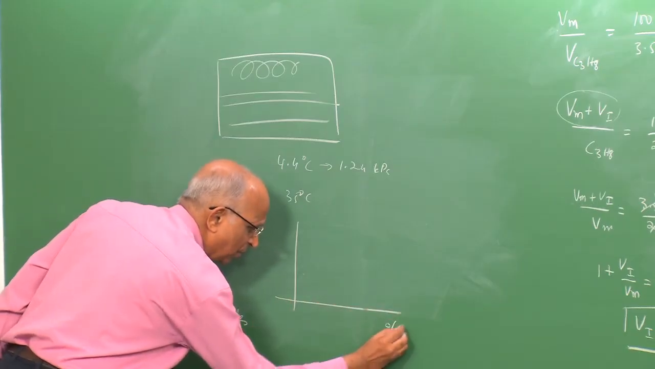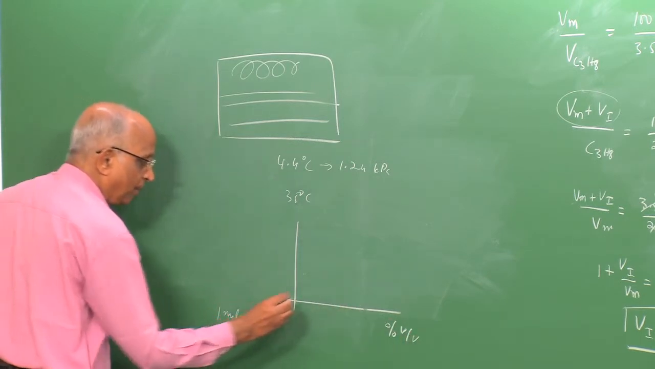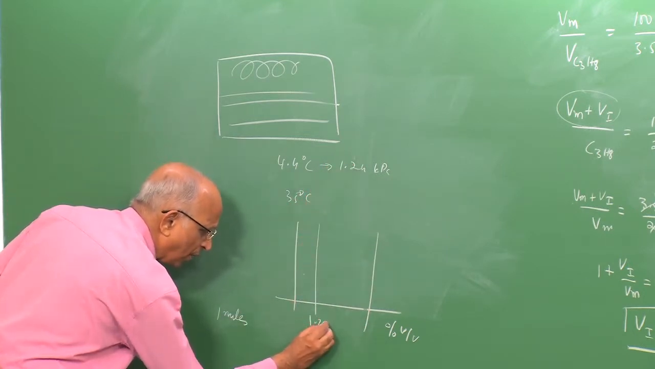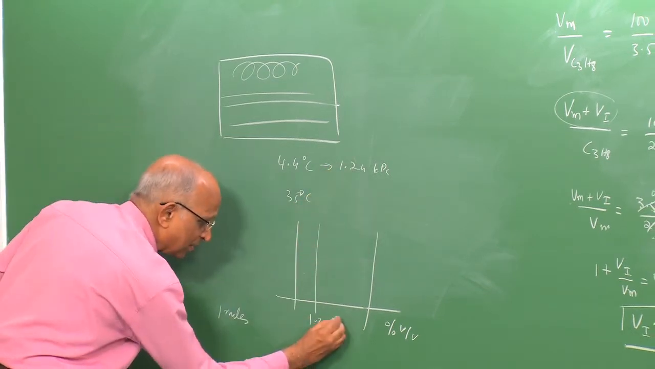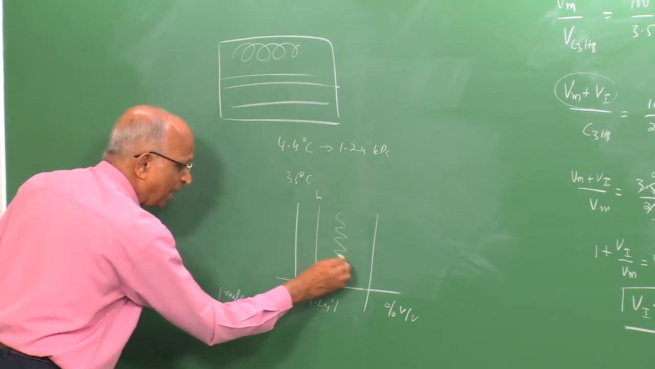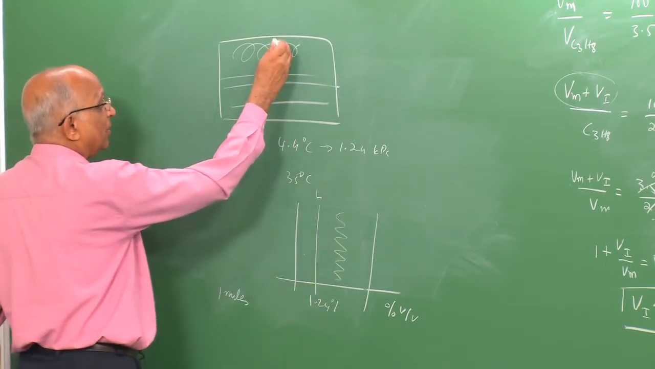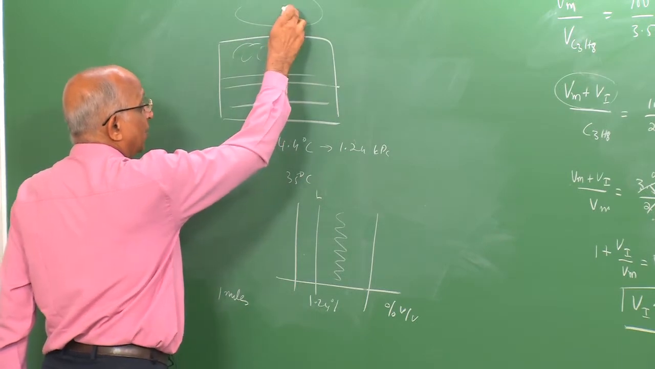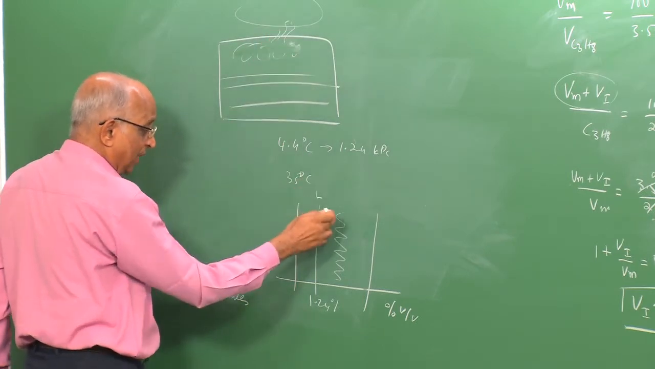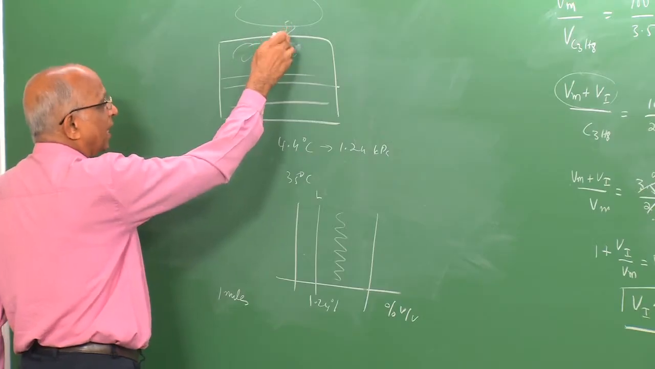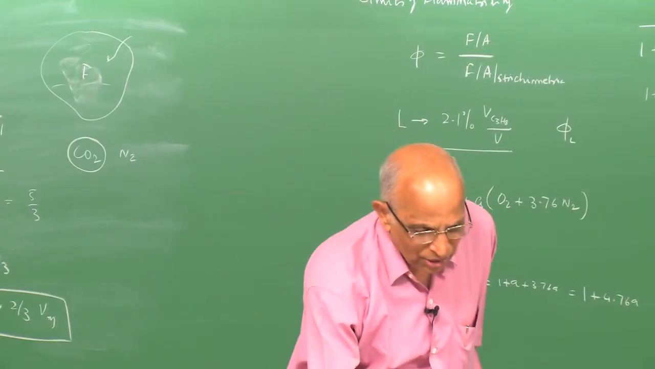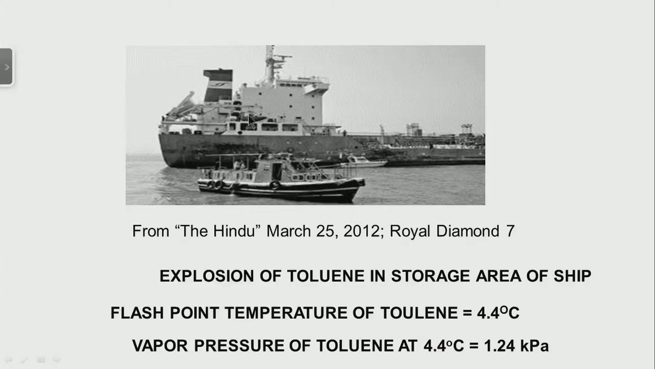In other words, if I plot percentage volume by volume, volume toluene divided by volume of the mixture, maybe these are the limits of flammability. The limit as calculated from this comes to be 1.24 divided by 100 into 100. This is the percentage, this corresponds to L. Maybe our mixture is somewhere here, highly flammable. And since a highly flammable mixture is getting generated, maybe there is some leak over here, and it forms in the cargo bay. The toluene air mixture is formed, which exceeds the flammability limits, and any spark can ignite it, and this is what caused the problem. That means the explosion in the ship Royal Diamond was essentially due to leakage of toluene, which formed a flammable mixture, and that is what caused the explosion.